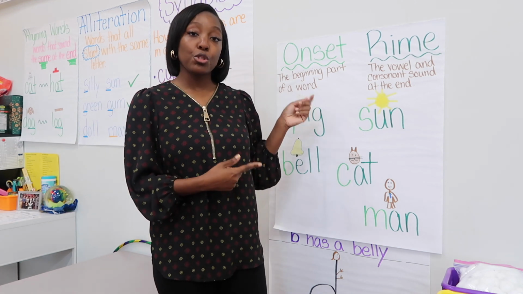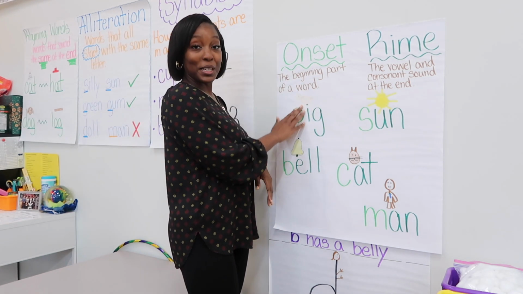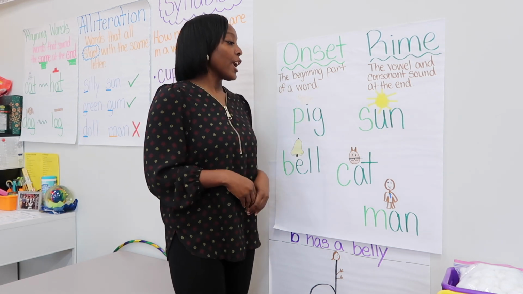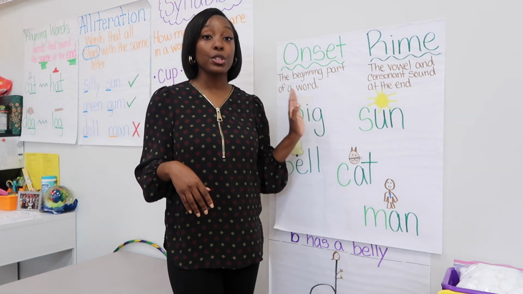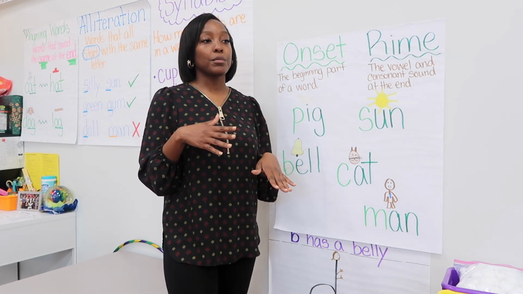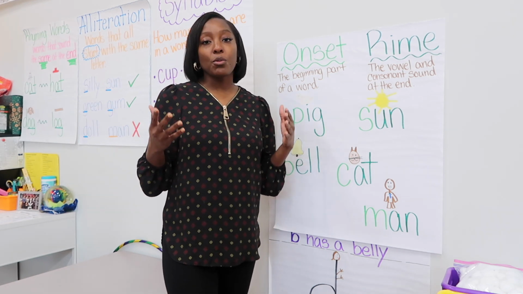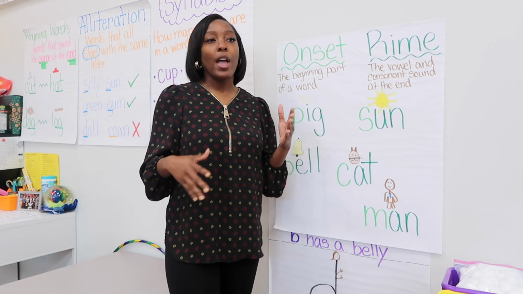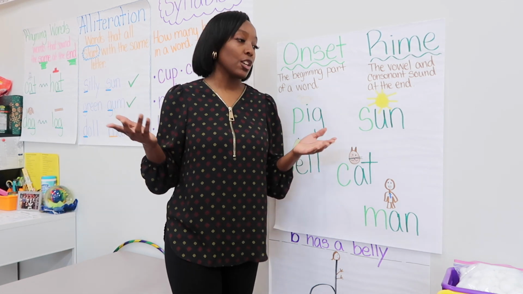When I first introduced the anchor chart, I did go over these words. My pig is fading, but it's a pig right here. And so I showed them. I'm going to show you 3 ways I showed the strategy of onset rhymes. And onset rhymes is auditory, so I didn't really use a lot of visuals when teaching this skill.